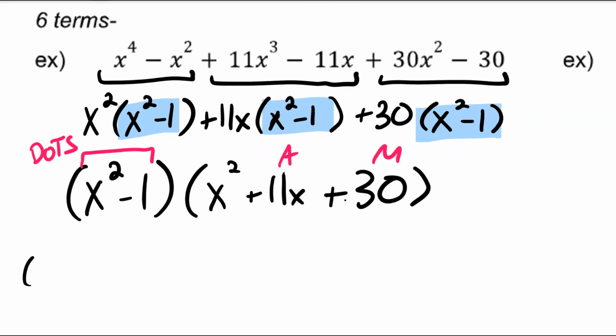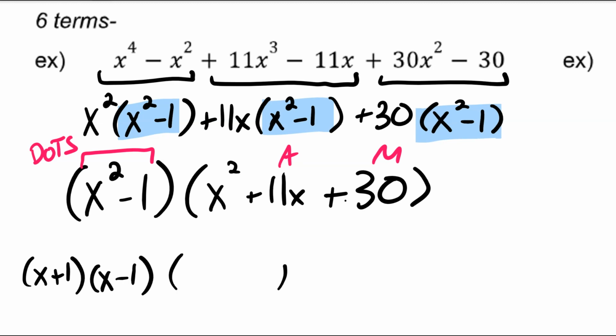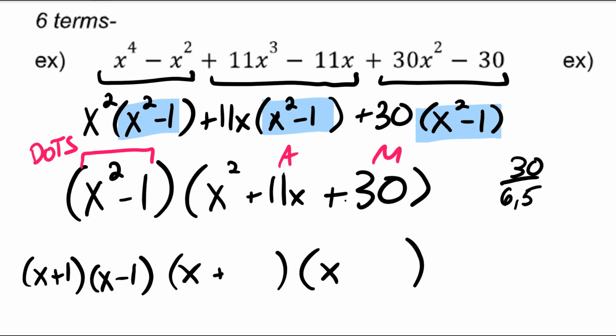So this becomes x plus 1 times x minus 1, and that trinomial, I could just think of numbers that multiply to 30 that add to positive 11. That would just be 6 and 5.